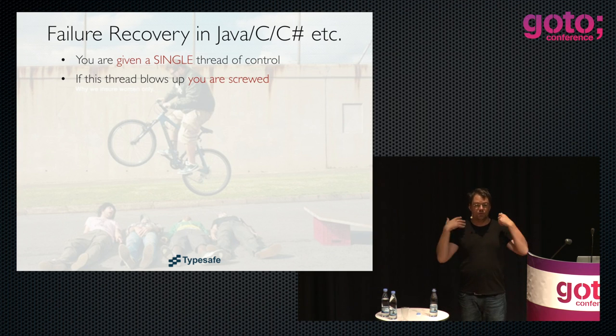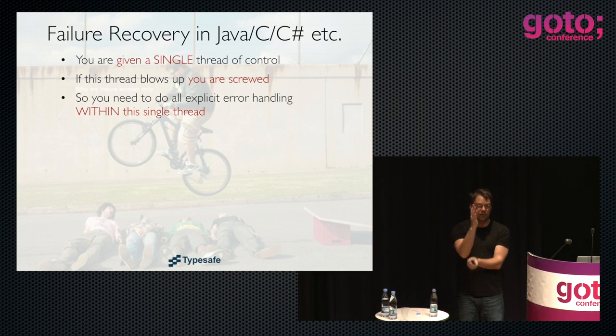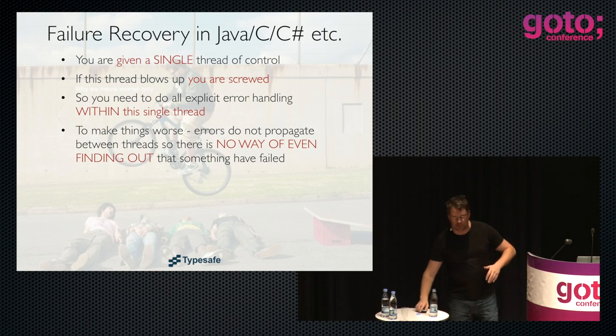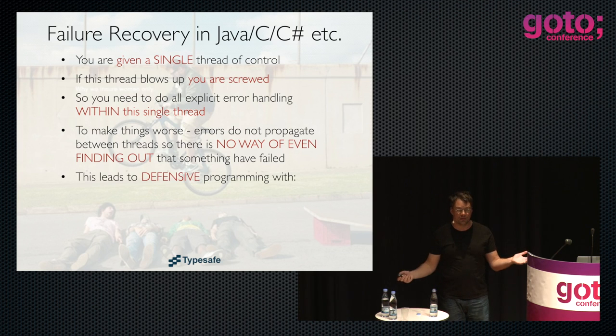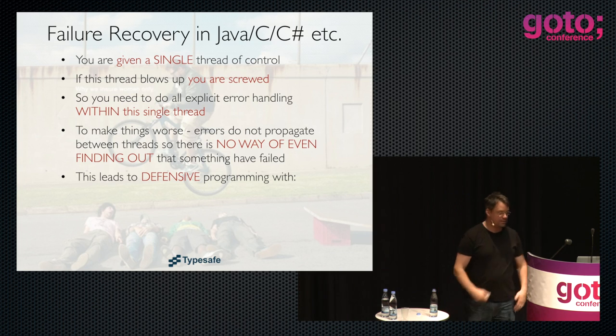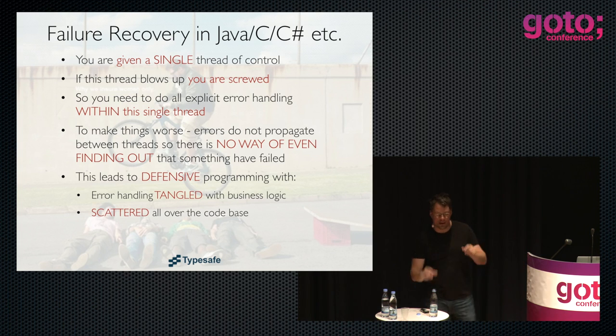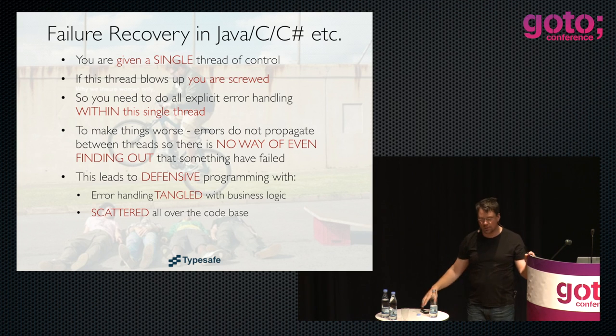So that means that in order to play safe, you need to do all your recovery in this single thread. The same thread as you do your computation, you need to do your error recovery. The bad thing is that this leads to extremely defensive programming. You basically have to add try-catches all over the place to just feel safe. So your business logic becomes very tangled with your error handling logic, and it's also everywhere. Since something bad can basically happen anywhere in the classic Java program, you need to have this try-catch with error handling all over the place. It completely pollutes your whole software architecture.